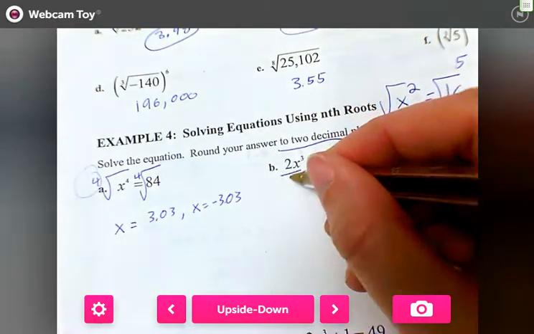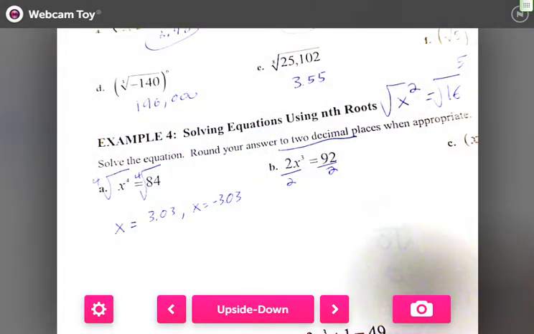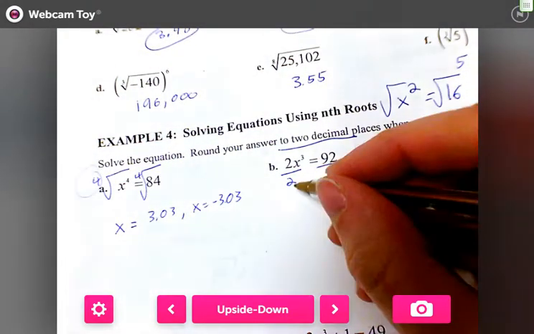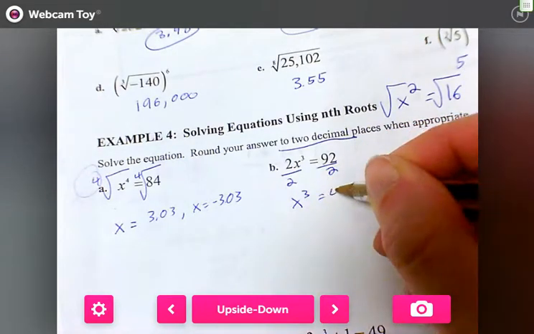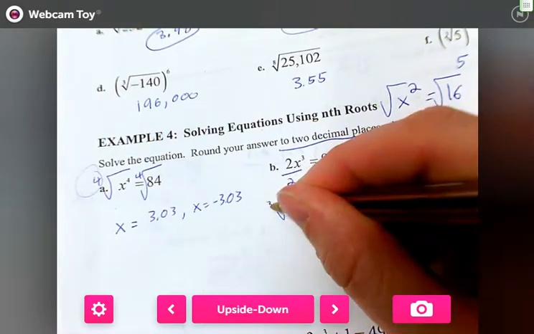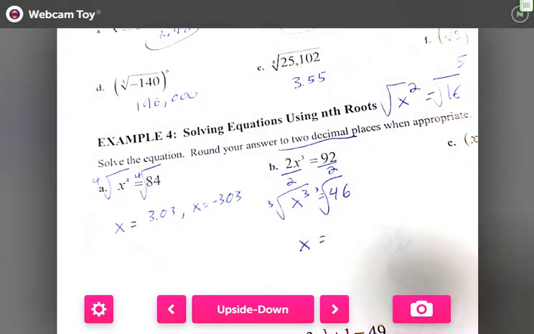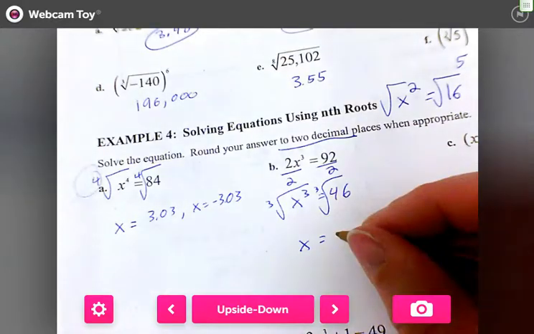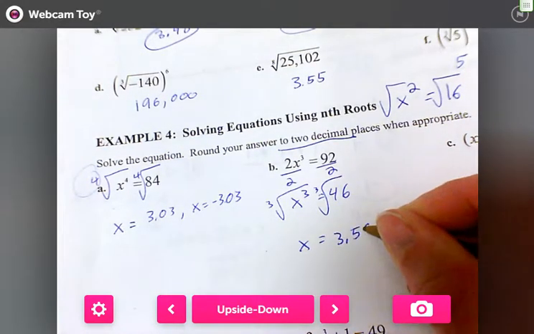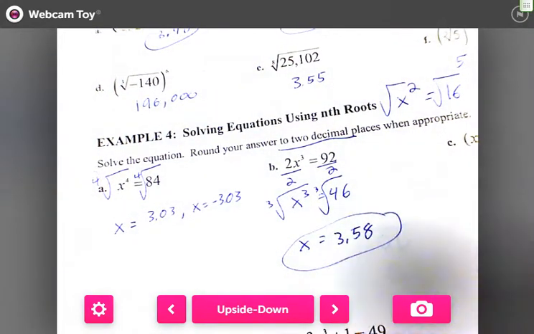I need to divide everything by 2, right? 92 divided by 2 gives me 46. So x to the third equals 46. And then I'm going to take the cube root of both sides. Cube root or the third root. Practice placing that in your calculator. And we're going to get 3.58. And it is an odd number, so it only has one answer.